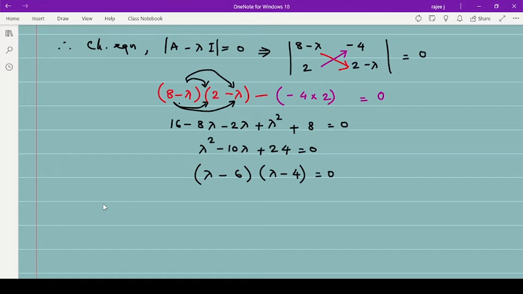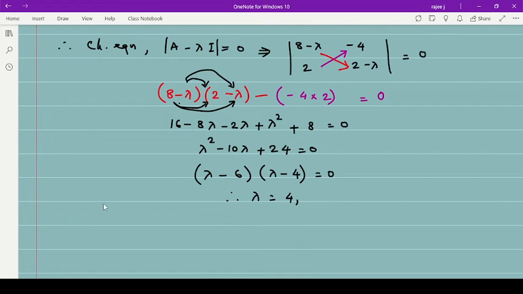Okay, so I hope you know this one. Two numbers whose sum is minus 10, product is 24: minus 6 and minus 4. Sum will be minus 10, and minus 6 into minus 4 is plus 24. Okay, so like that you can do, or use a calculator. Therefore, we get lambda equal to 4 and 6.